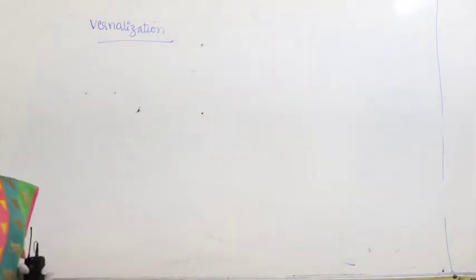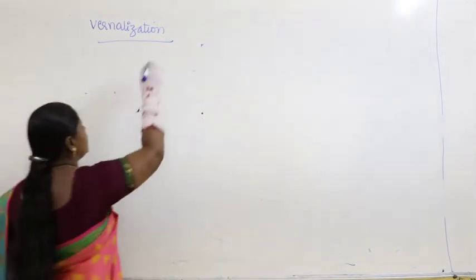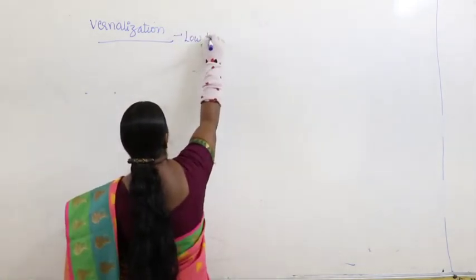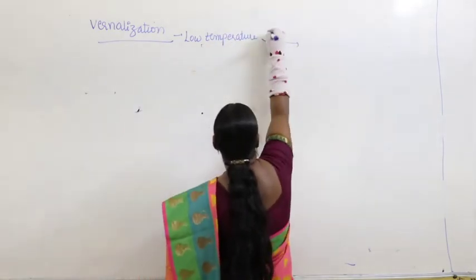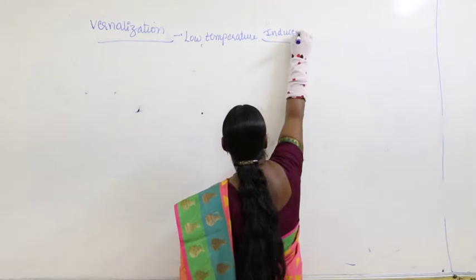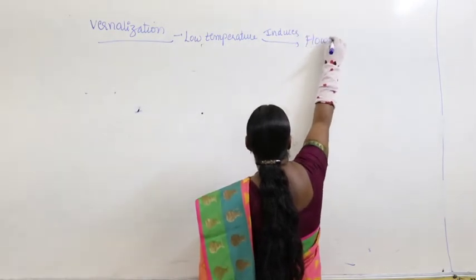Right. Now in vernalization, what is it that we are saying? Low temperature induces flowering. What did we say? Low temperature induces flowering.